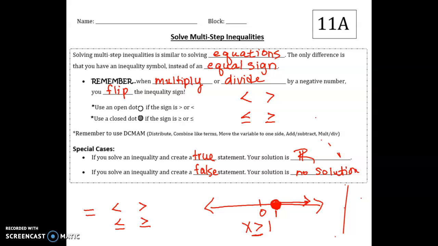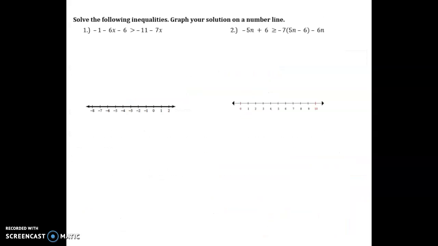Okay, let's jump right in and start solving some inequalities. We're going to follow the same rules that we did for equations. We're going to think of DCMAM. We start off by distributing. Well, number one, there's no distributing, so we're going to combine like terms. We stay on either side of the inequality symbol.